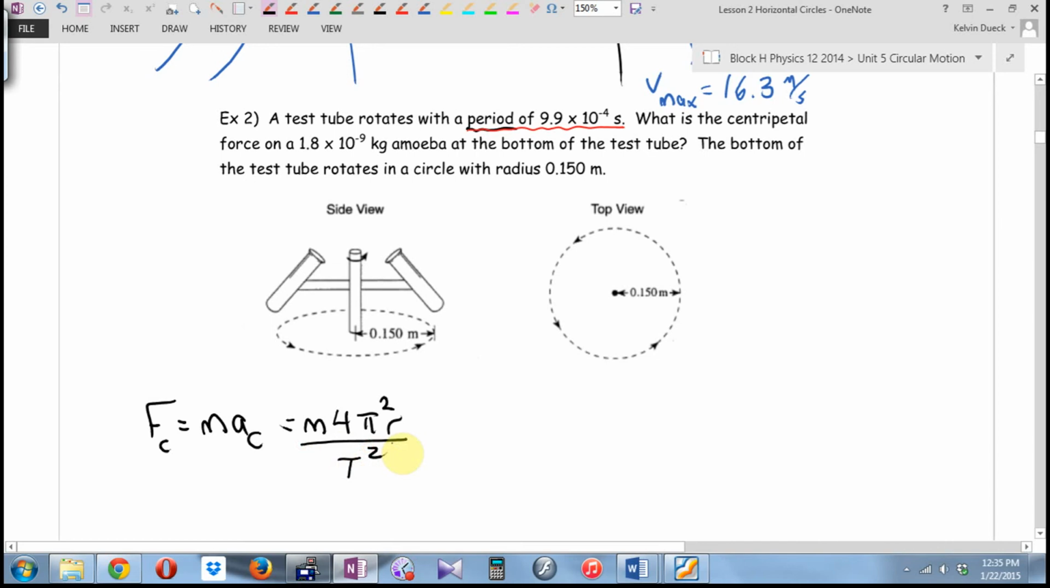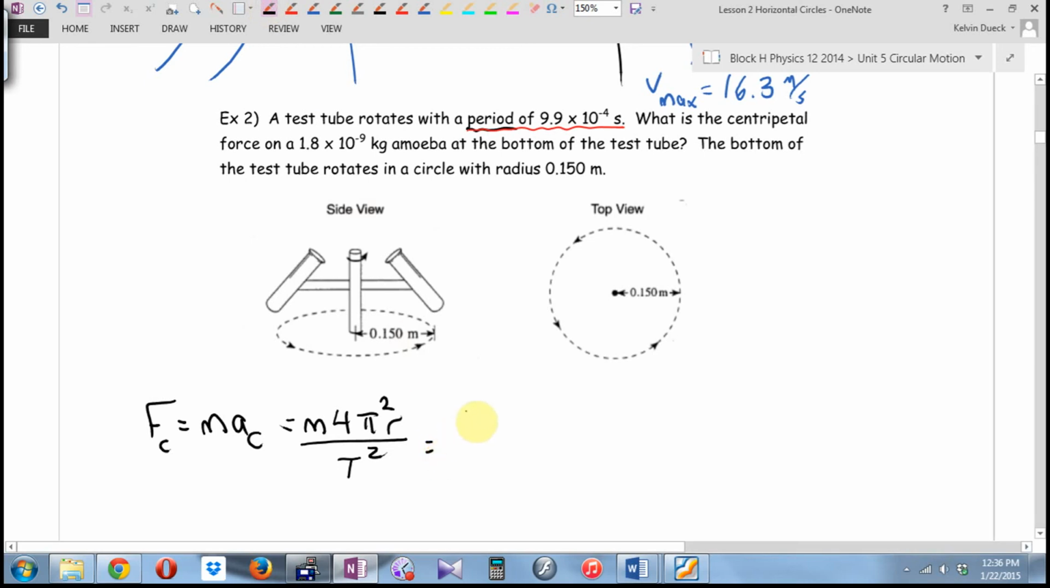Let's double check. Do I have everything? Did they tell me, Anthony, the mass? Yep. 4, I know. Pi, I know. Did they tell me the radius? Right there. Did they tell me the period? Oh, okay. All of you, every one of you, you want to figure out how to type this into your calculator because some of you might get some funky errors.